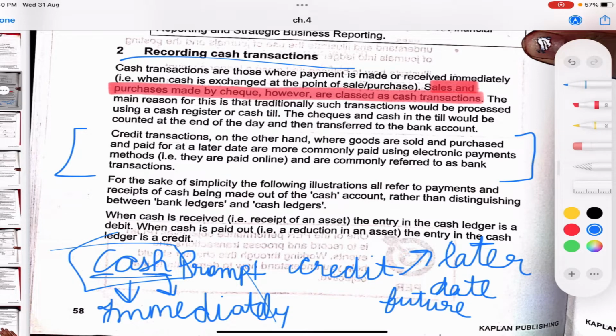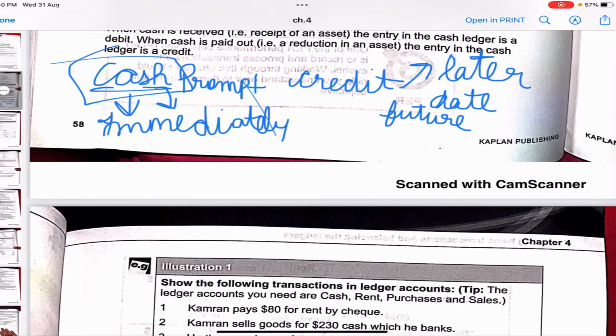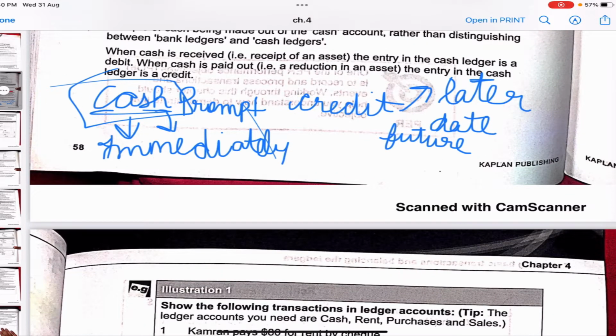So that's what we've read in the earlier paragraph also, that when the payment takes place through check, we will be considering that also to be a payment made from cash. Because if we start considering bank and cash separately, there will be two different ledgers, one for cash, one for bank. So in order to make it in a more simplified format, we will be considering cash and bank as the same entity. When cash is received, receipt of an asset, the entry in the cash ledger is a debit. When cash is paid out, which means a reduction in the asset, the entry is a credit. So this is something which we have learned in the previous video.